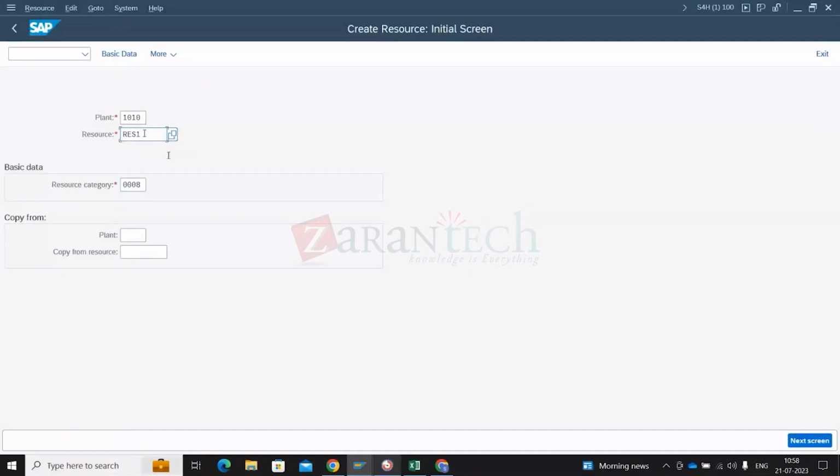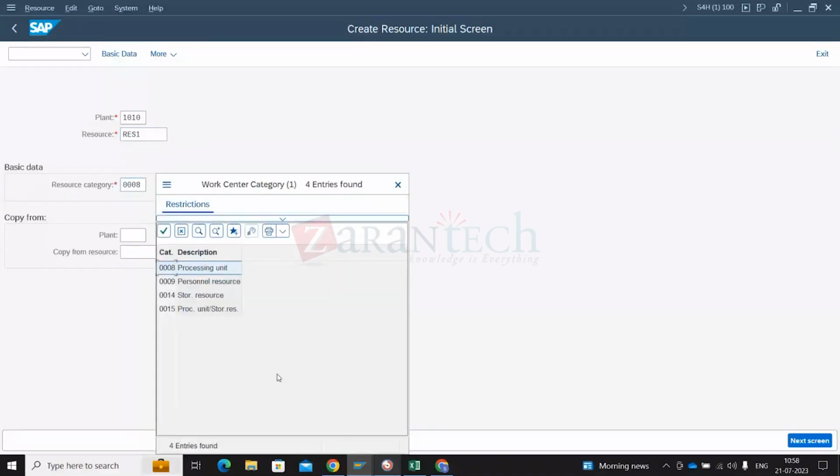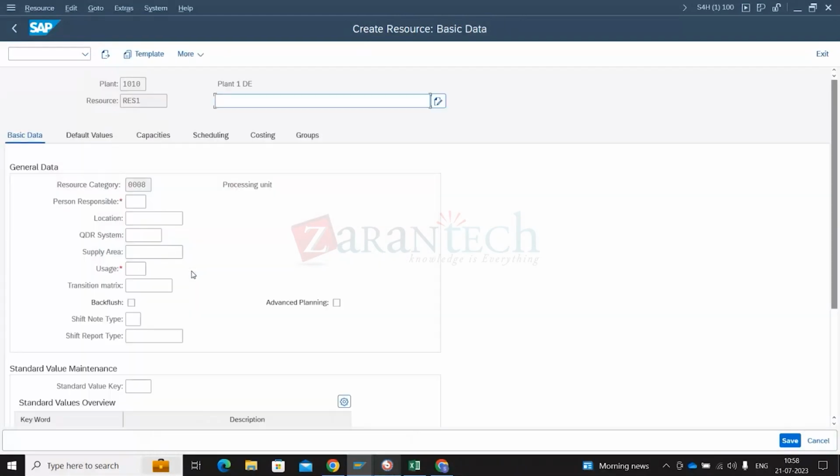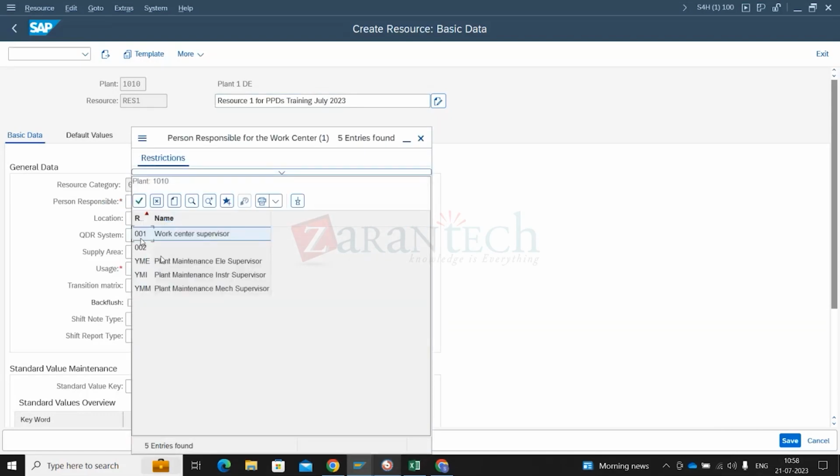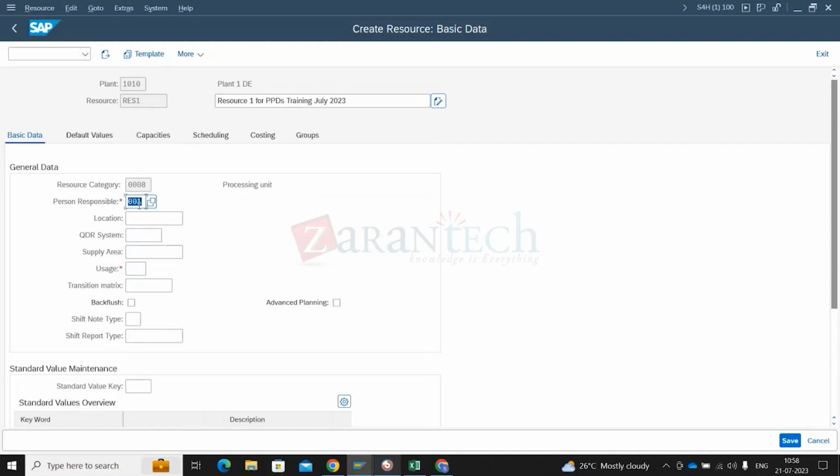RES 1. Okay, and let us create it of resource category processing unit. Yeah, enter. Okay, so resource 1 for PPDS training July 23. Okay, fine. Person responsible, let me give some name. Usually this person responsible is important in a way that this becomes a planner in PPDS. Okay, and we will see that when we go to the scheduling board.